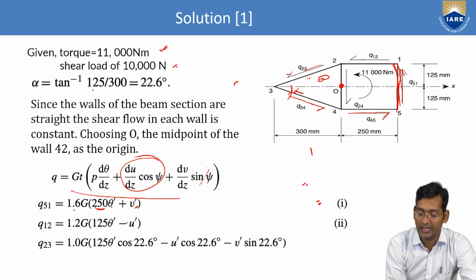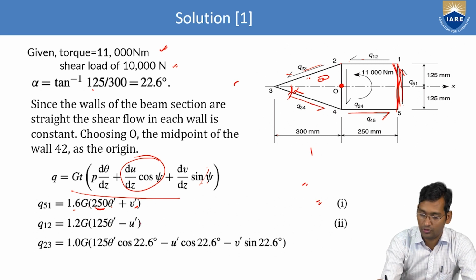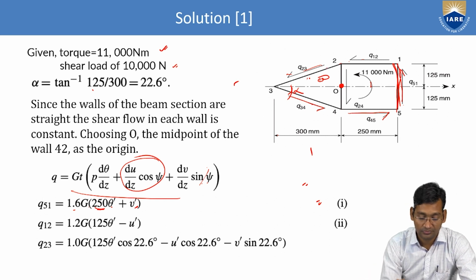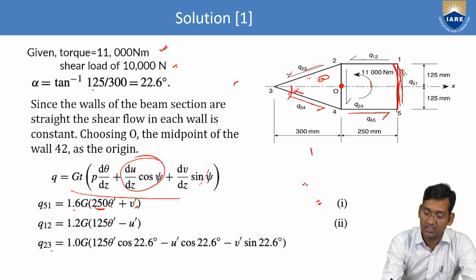125 theta dash minus u dash, because half of this is required. Similarly for Q3, now here that angle will be there. So for Q23, thickness is given as 1, so 1g into 125 theta dash into that angle. Right, that only will be there.